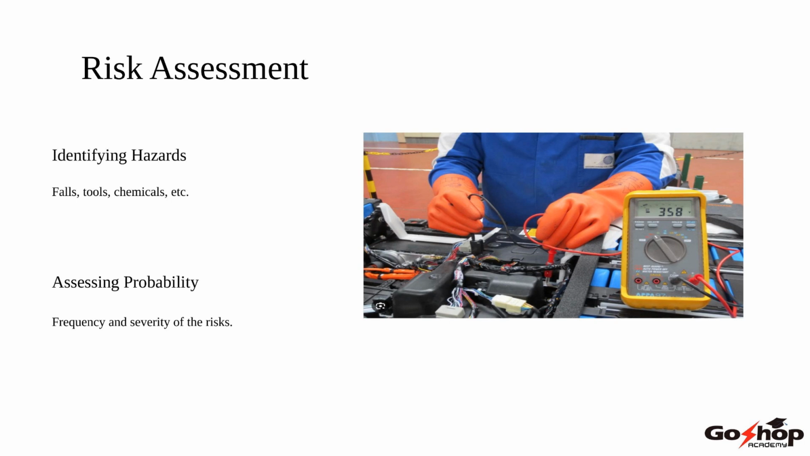Once we've identified the hazards, the next step is to evaluate their probability. This means analyzing how often these risks occur, such as daily risks associated with using tools, and assessing the severity of potential consequences, like injuries, material losses, or environmental impacts. This analysis allows us to prioritize the most critical risks and determine the appropriate corrective measures to put in place.